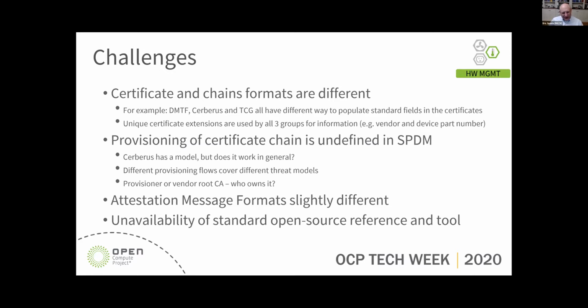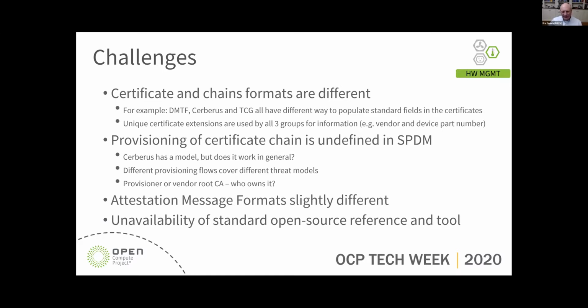The other issue is that if you look at the device, at a model number or a serial number or a manufacturer number that you would like to be able to communicate through these chains, unfortunately, they all use different extensions. If you look at an X509 certificate, you can add extension fields that can be defined, that can contain structured or unstructured data. DMTF, Cerberus, TCG, and USB 3 all have slightly different ways that this is done.